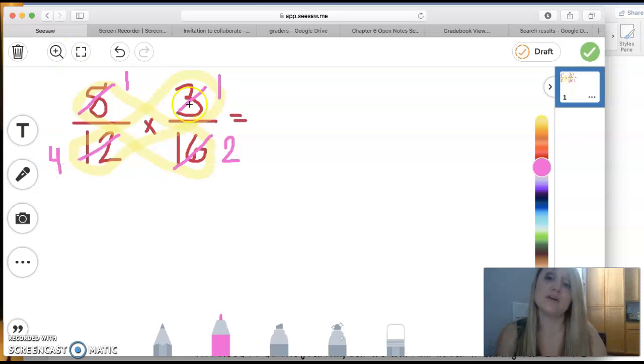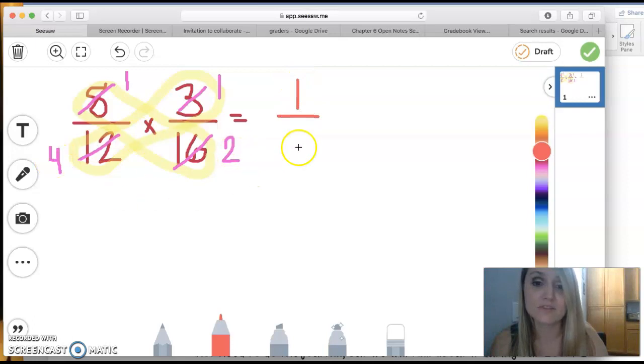So now when we go to multiply these numbers, notice we're working with a lot smaller numbers. So we have 1 times 1, which would be 1. 4 times 2, which would be 8. So this is a lot smaller to work with, okay? Let's try another one.